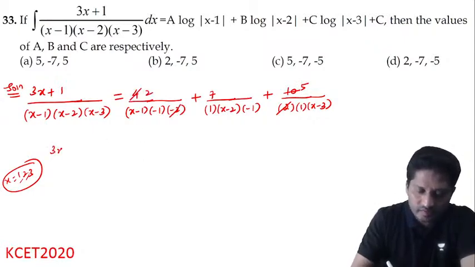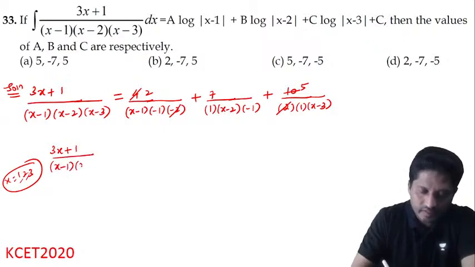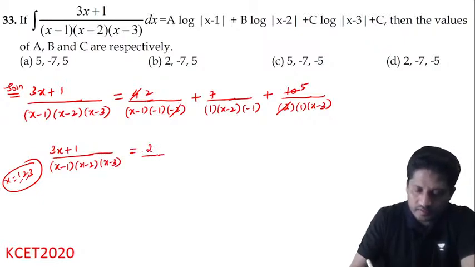Okay, now 3x plus 1 divided by (x minus 1) into (x minus 2) into (x minus 3) is equal to minus and minus is plus 2 divided by x minus 1 minus 7 divided by x minus 2 plus 5 divided by x minus 3.